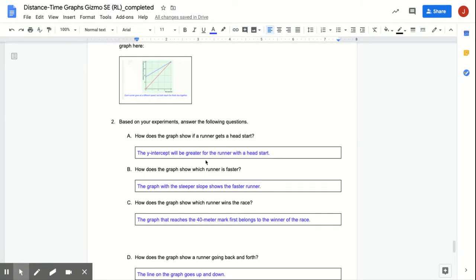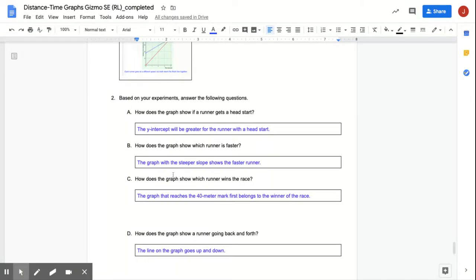Based on your answers, on your experiments, answer the following questions. How does a graph show if a runner gets a head start? Right here, see how runner 2 started higher up on the y-intercept? That shows that the runner got a head start because it started 20 meters away from the starting line instead of at the starting line. How does the graph show which runner is faster? The steeper the slope, the faster the runner, the greater rate of change.